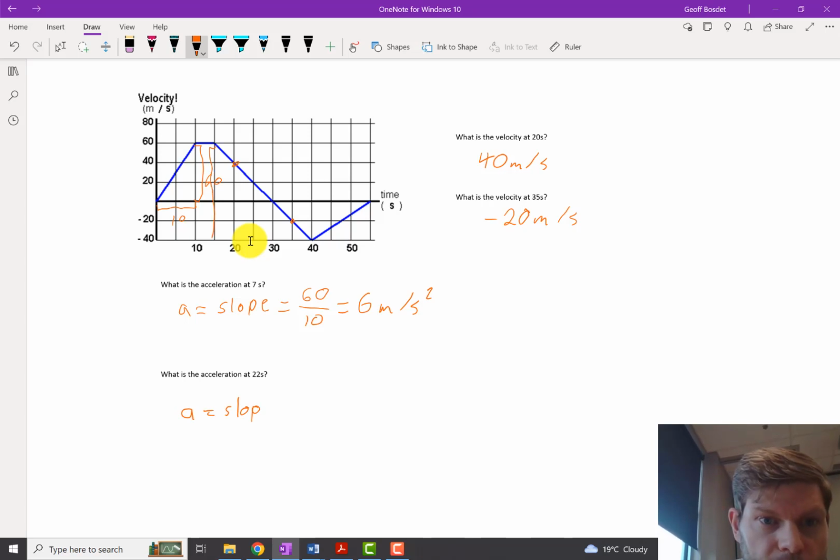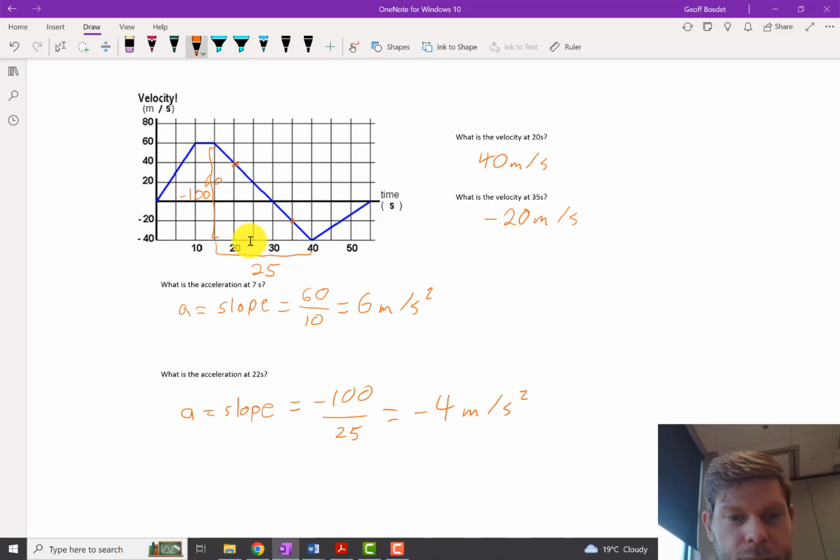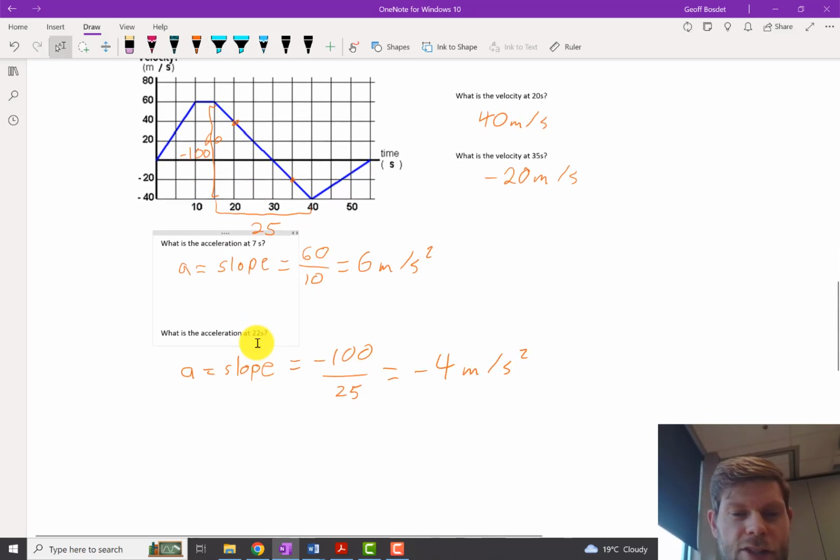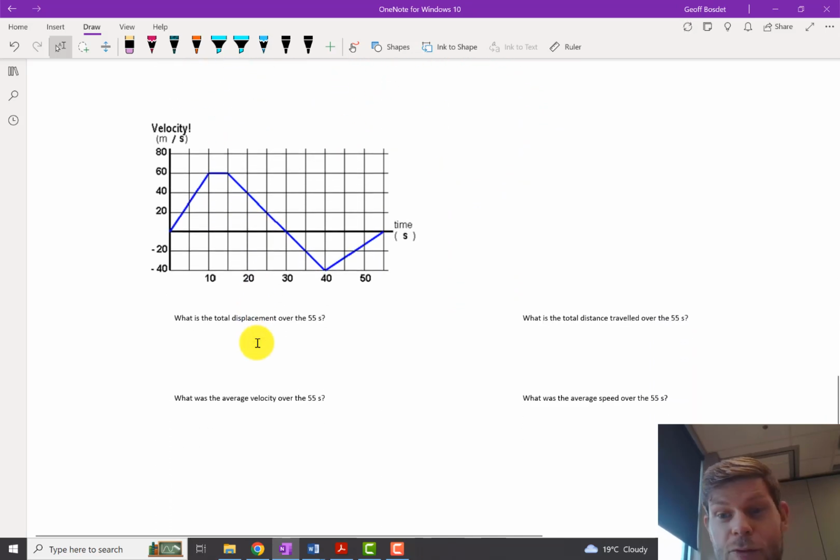It looks like our rise for that one is -100. And our run from 15 to 40 is 25. So if we've got -100 over 25, during this section here, if we've got a velocity time graph, we have an acceleration of -4 meters per second squared. So that's the basics. The tricky ones with velocity time graphs are displacement.